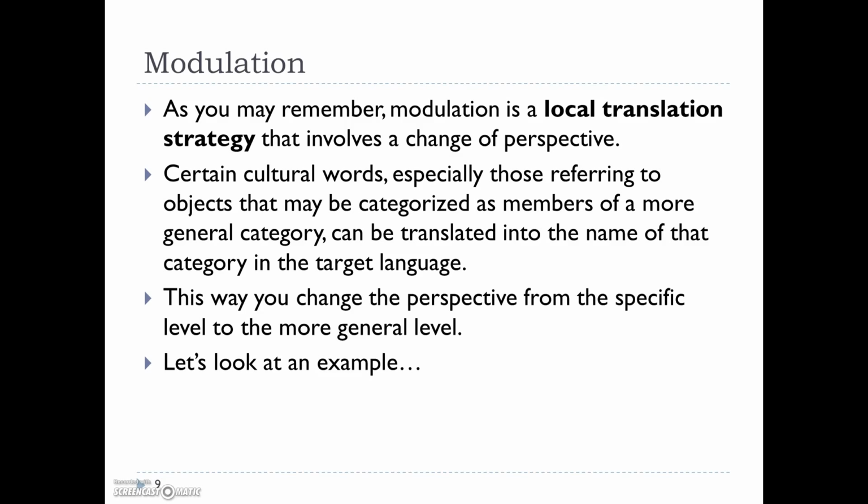Now, modulation, it's one of our local translation strategies or micro level strategies. And basically it involves a change of perspective. So certain cultural words, and especially those referring to objects that we can characterize as members of a more general category, they can be translated into the name of that category in the target language. And we've talked about categories before in this course actually, and the example you're going to see are types of cake, right? So obviously cake is sort of at the basic level, and then we have different types of cake within that. So this way you change the perspective from the specific level to a more general level.